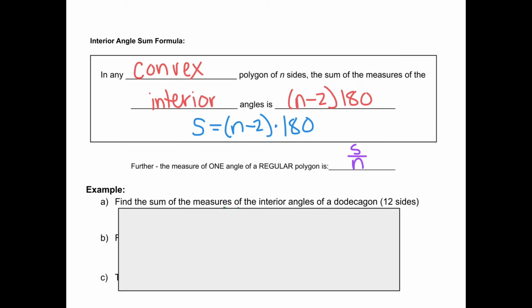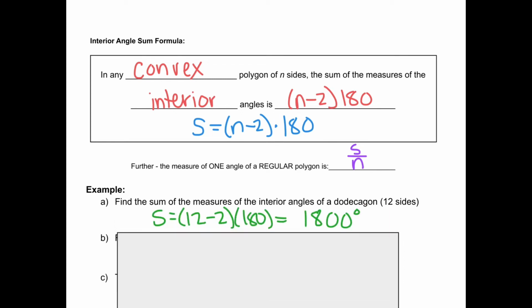So now let's take a look at some examples. In this example, it says find the sum of the measures of the interior angles of a dodecagon. So the dodecagon has 12 sides. That's one of those polygons that does have a special name for 12 sides. You are not expected to memorize it, but a dodecagon has 12 sides.